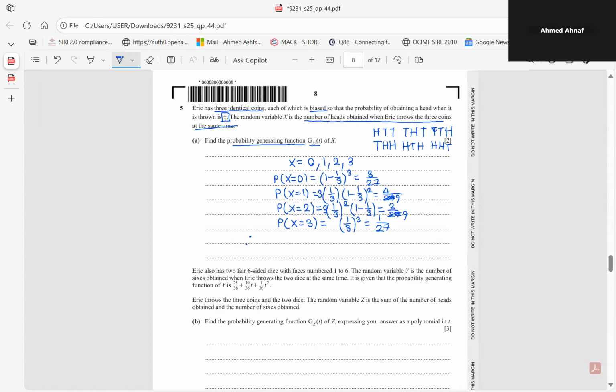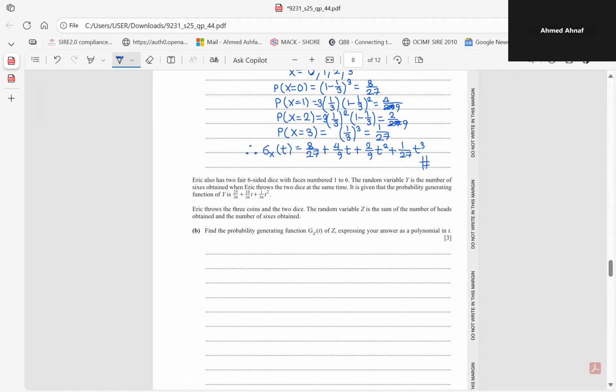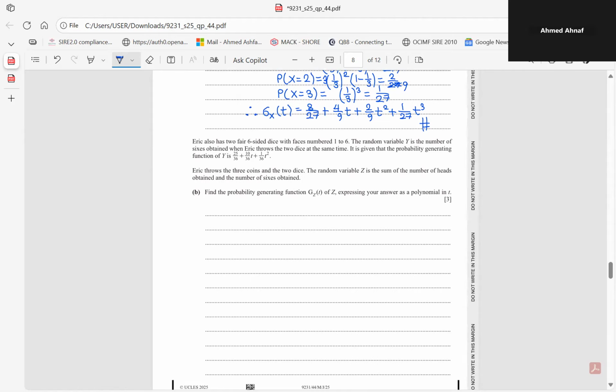So for the PGF G_X(t), you just write down the probability and multiply with t to the power of the random variable. So this is 8/27 times t to the power of 0, plus 4/9 times t to the power of 1, plus 2/9 times t squared, and finally 1/27 times t to the power of 3. This would be the final answer for this first part. Let's move on to the next part.